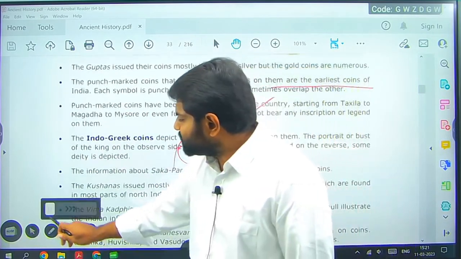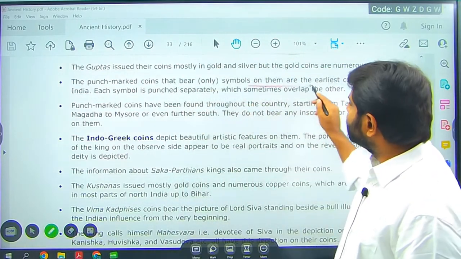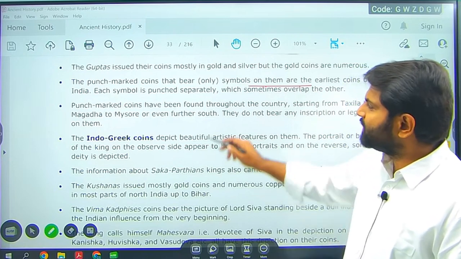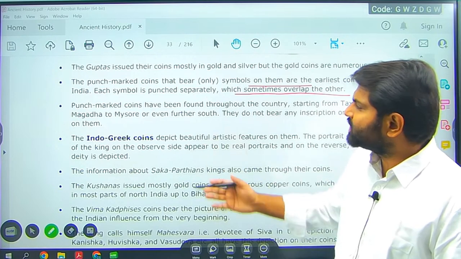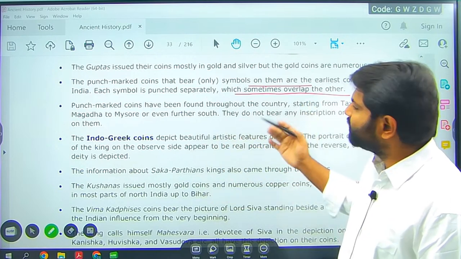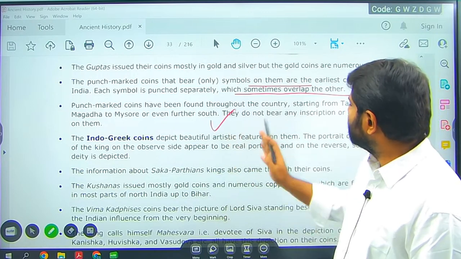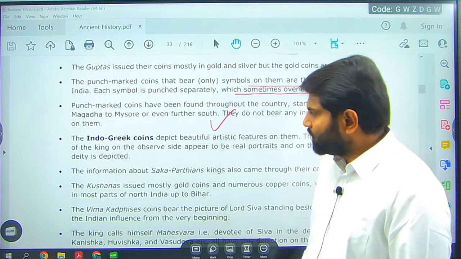So when I speak about punch marked coins that bear only symbols on them, they are the earliest coins in India. Each symbol is punched separately, sometimes overlapping with each other. Punch marked coins have been found throughout the country, from Takshila to Magadha to Mysore, even further in the south. They don't have any inscription or legend on them, right? They just have the symbols.